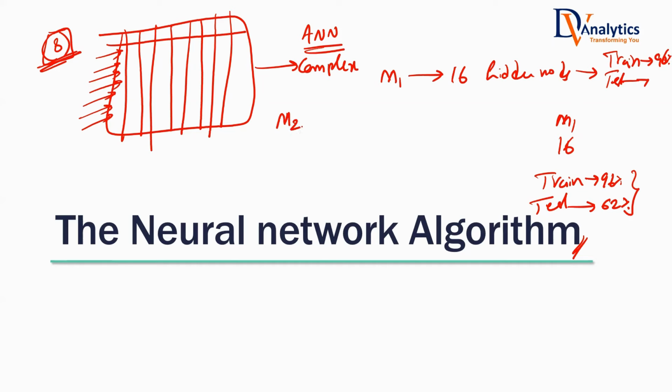So let us say you have built model M2. Let's go slightly much lesser than 16. Maybe this time you tried with only 2 hidden nodes. Optimal is 8, but you have tried with 2 hidden nodes. What will happen in this case?